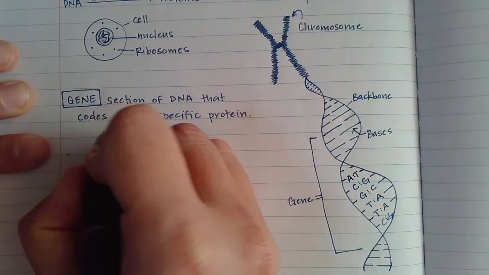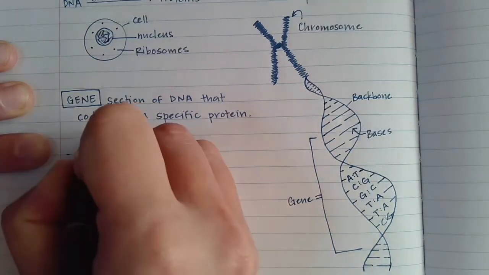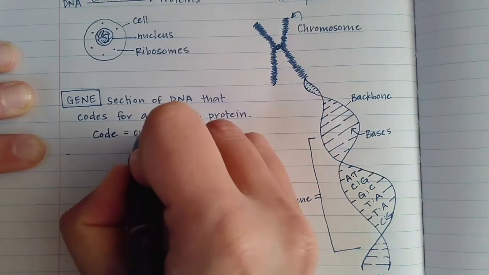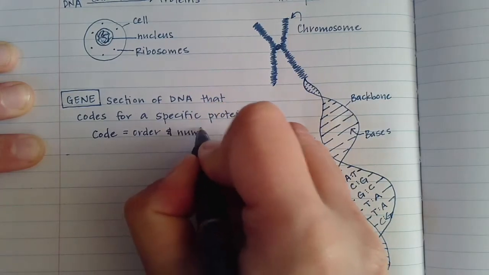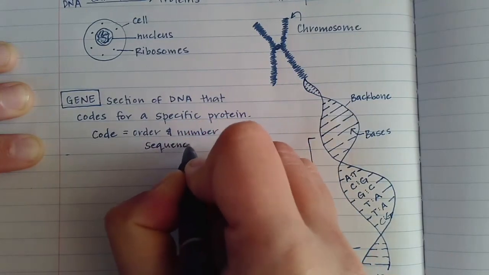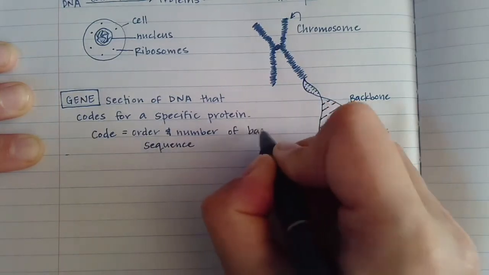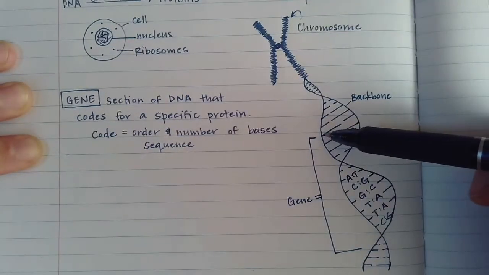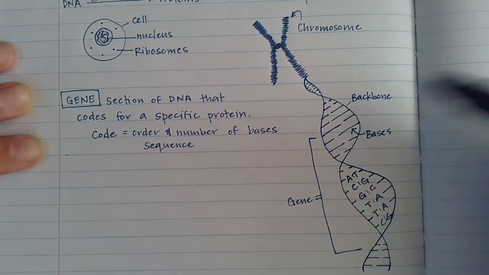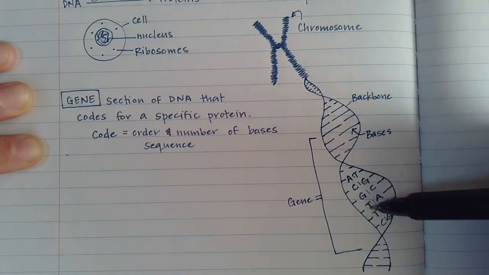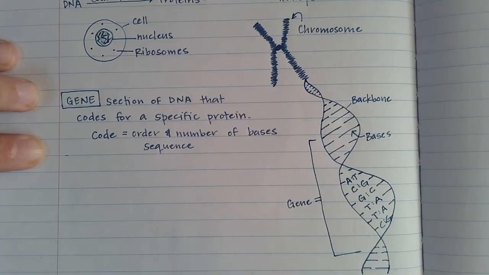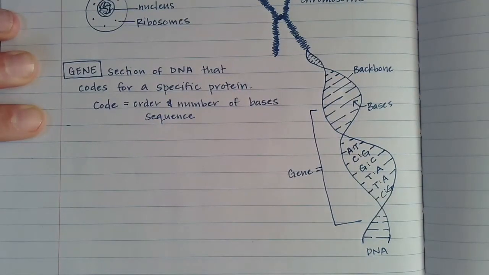Now, when I'm talking about this code, when I say that it codes for, what I'm really talking about is the order and the number of the bases. And another way to talk about order and number is to say the sequence. So in this gene, I would have 1, 2, 3, 4, 5, 6, 7, 8, 9, 10, 11, let's call it 12 bases. And the order that they go in, the A, C, G, T, T, C, is going to be the code that determines which protein is made. And that's what most of this unit is going to be about. It's about how we interpret that code in order to make the protein.